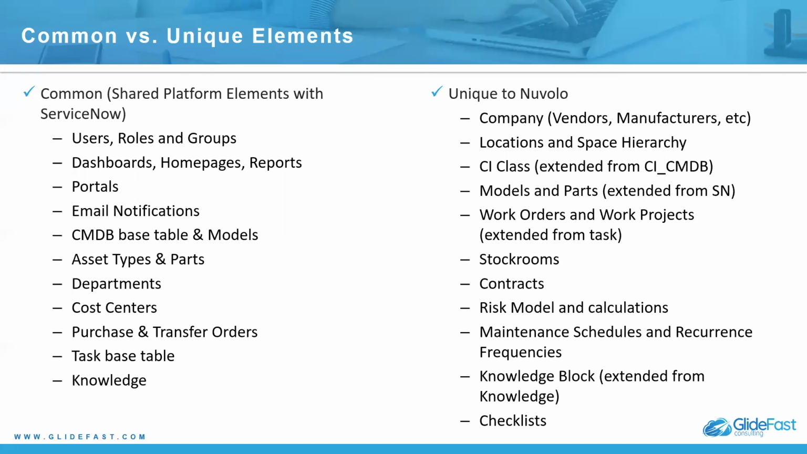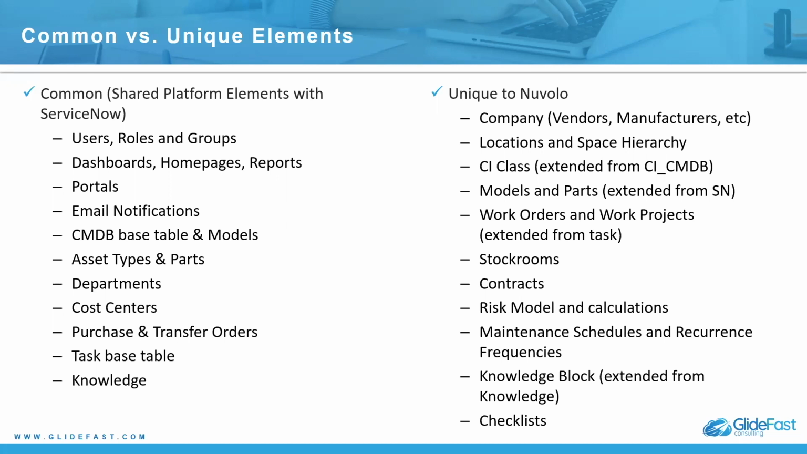The task-based tables, so all of the work orders that you would do in Nuvolo, are an extended table off of task directly, which is good because if anybody ever brings up their list and says, show me all my tasks, it would show them. And then they do use knowledge, and that is a common knowledge base. You can do the same thing you would with knowledge, where you have knowledge that's internal to just the facilities team, and then you have knowledge that's external for all the end users. So that's a lot that they have in common.